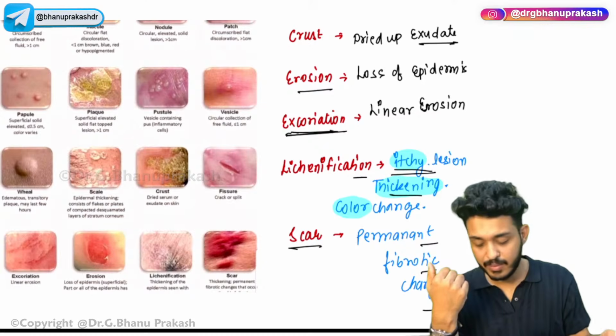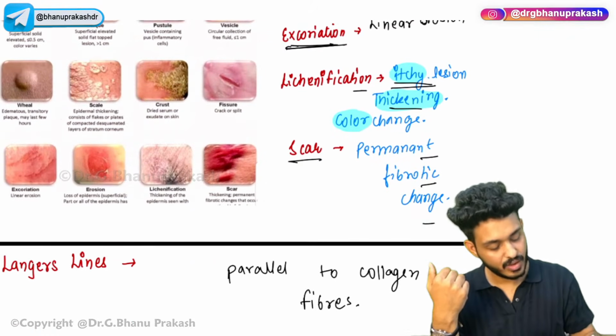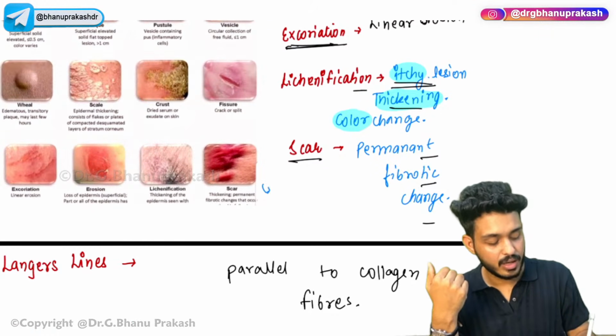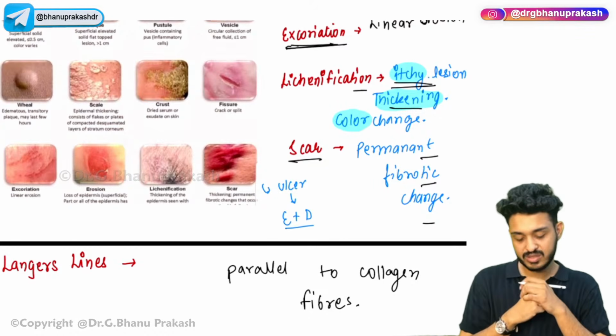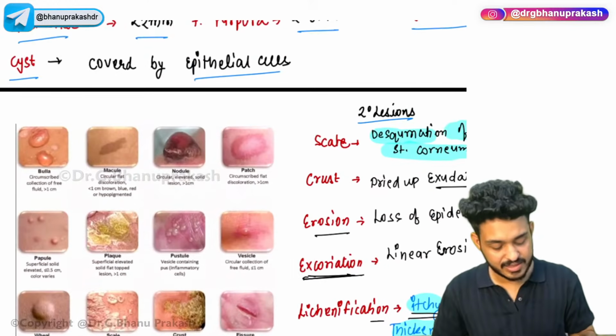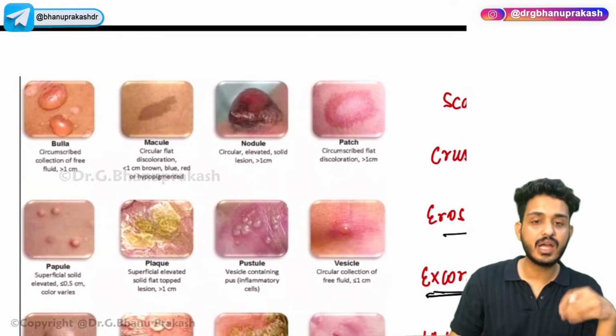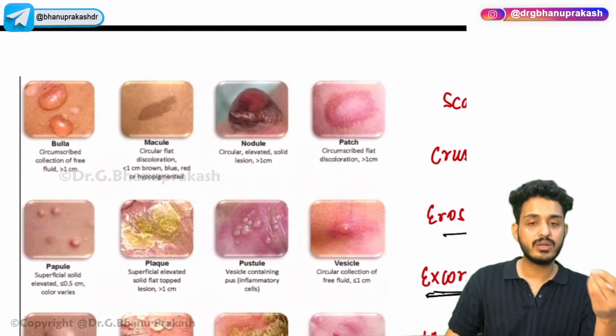We are also having one more thing, that is your ulcer. What is ulcer, guys? Loss of epidermis plus dermis is known as ulcer. Loss of epidermis and dermis is known as ulcer. Let's see one by one and try to understand how these lesions are and how do we call it.